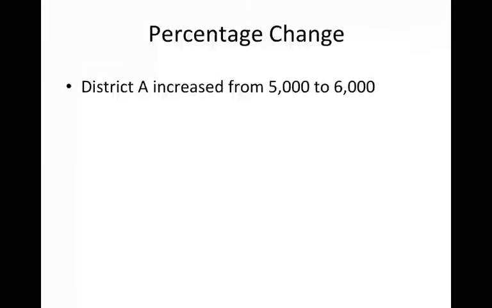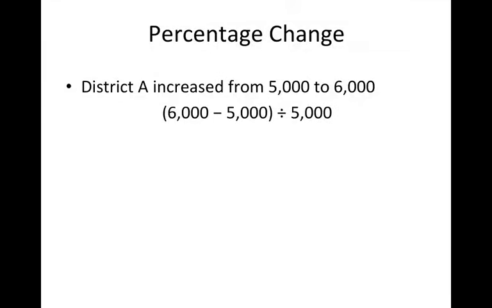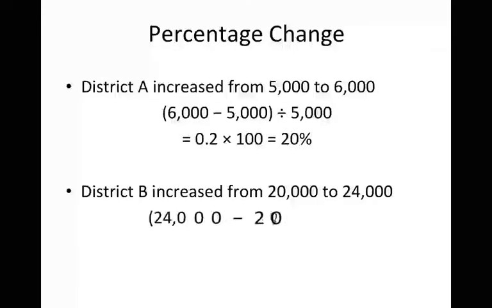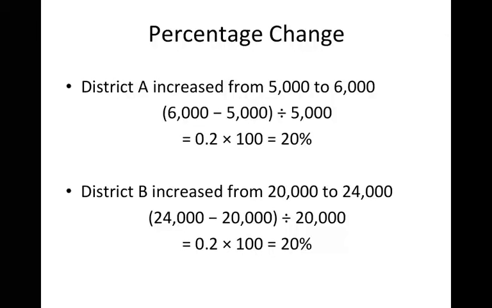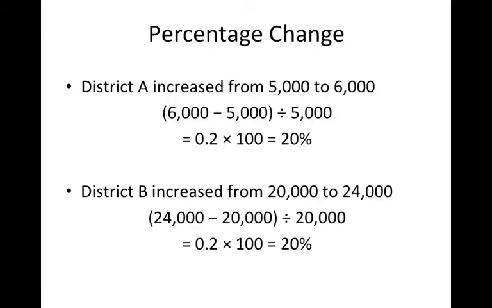So for District A, 6,000 minus 5,000 divided by 5,000 gives you 20%. Enrollment grew 20% from 5,000 to 6,000. Look at District B, where the student population grew by 4,000. 24,000 minus 20,000 divided by 20,000 equals 20%. They actually grew at the same pace. Even though District B's growth was 4,000 as compared to 1,000 for District A, considering the bases that they started from, they actually both grew at the same pace.